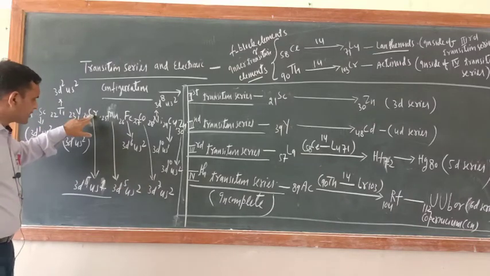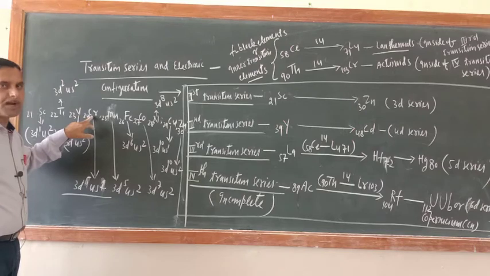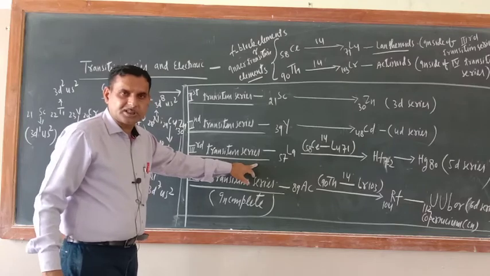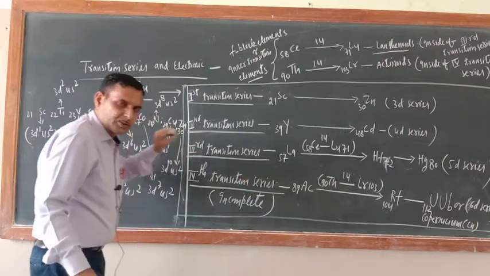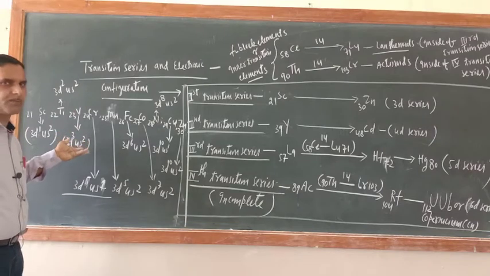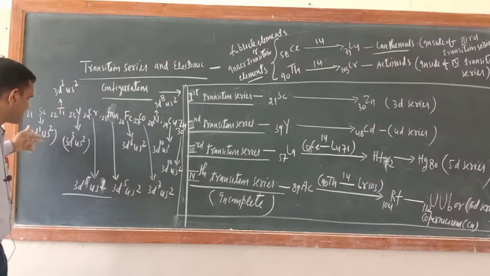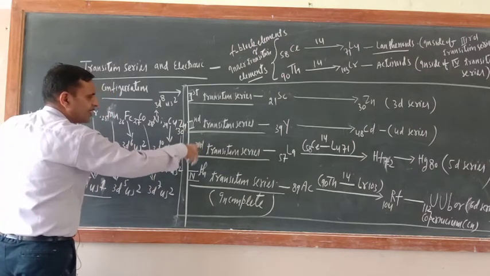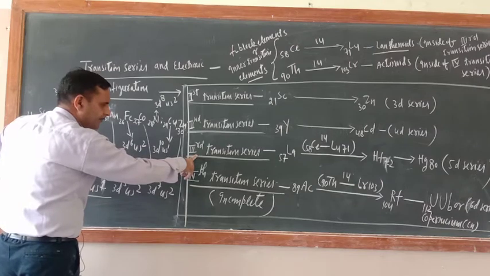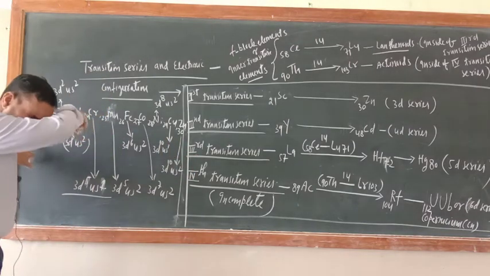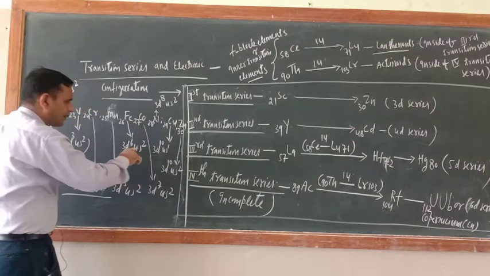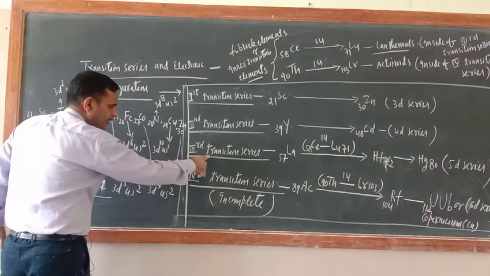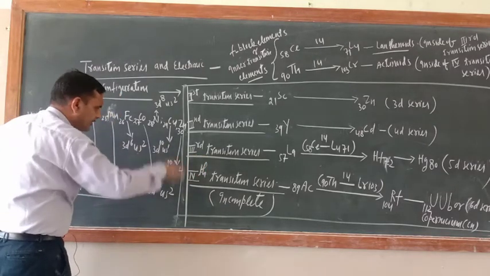Just below chromium, molybdenum would be there, and in the third transition series, tungsten would be there. There also exceptional electronic configurations would be there. In place of 3d, you write 4d for the second transition series, and 5d for the third. You also have to change 4s: for the second transition series it becomes 5s, and for the third it becomes 6s.